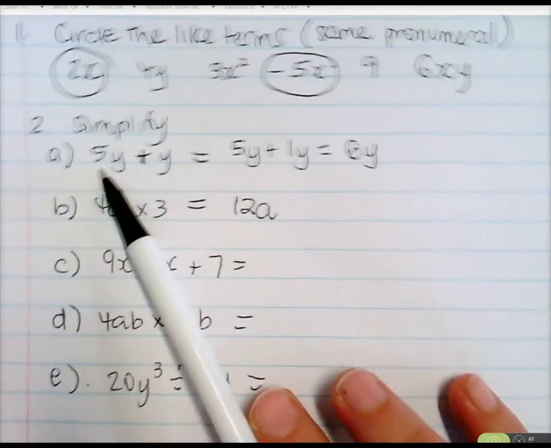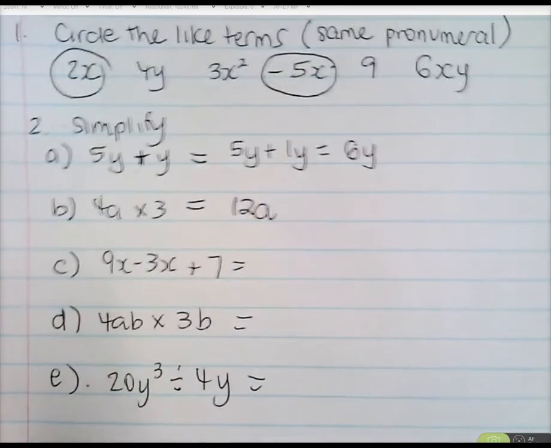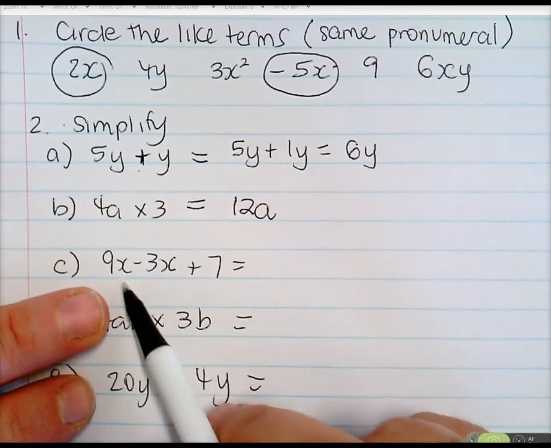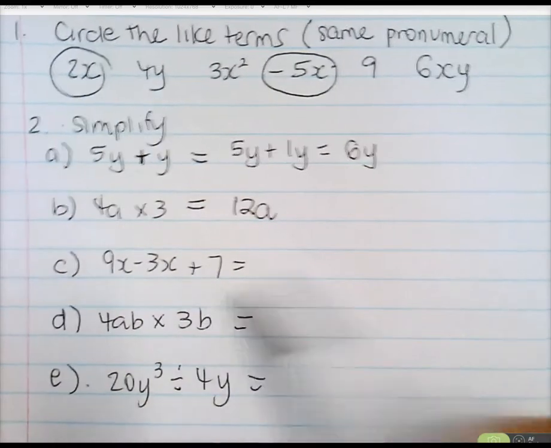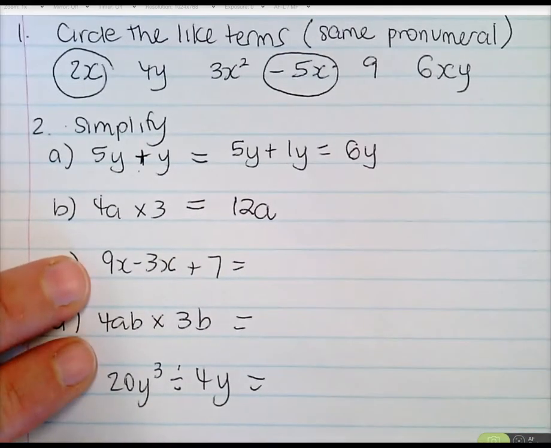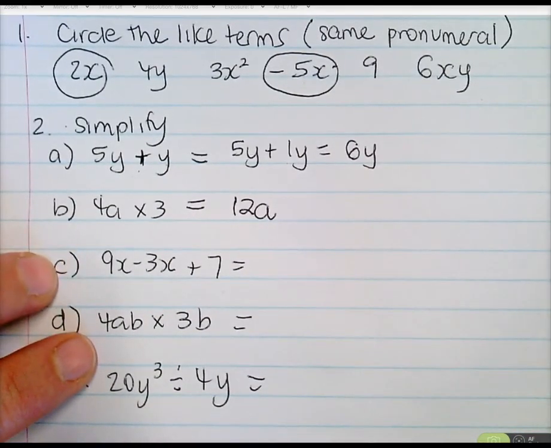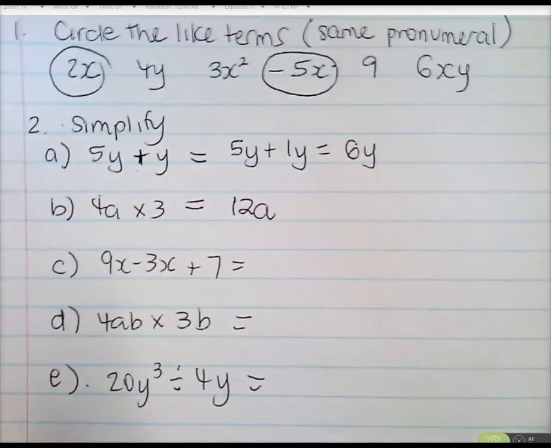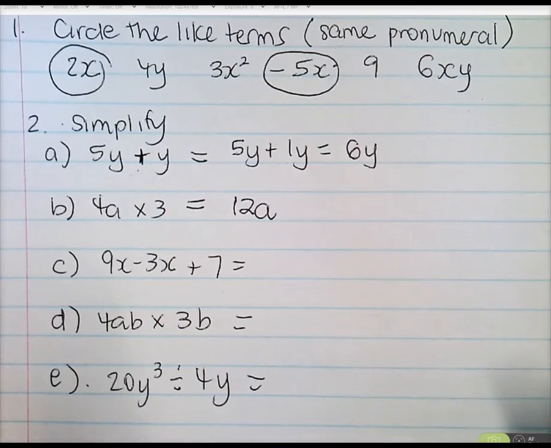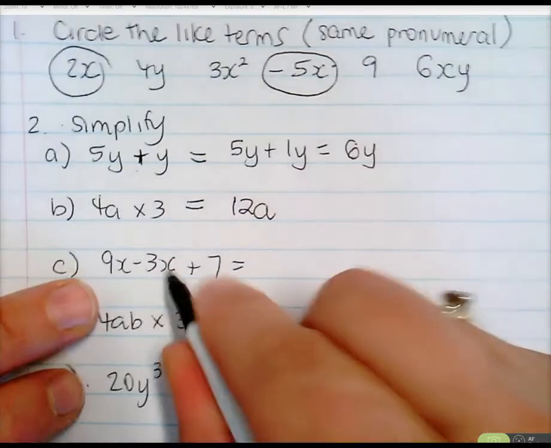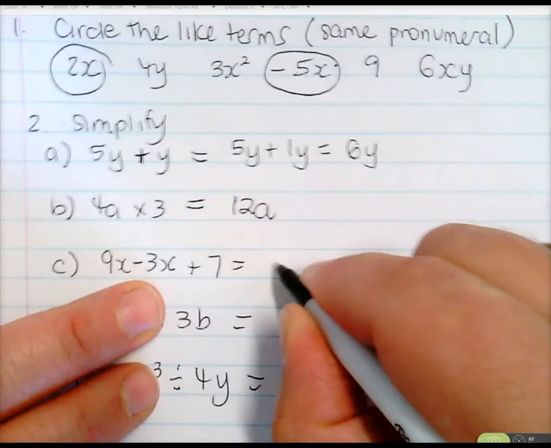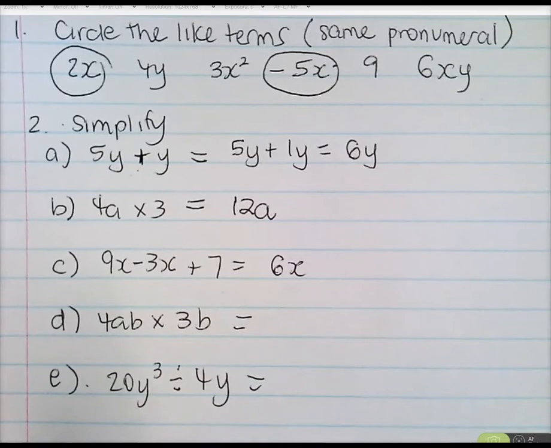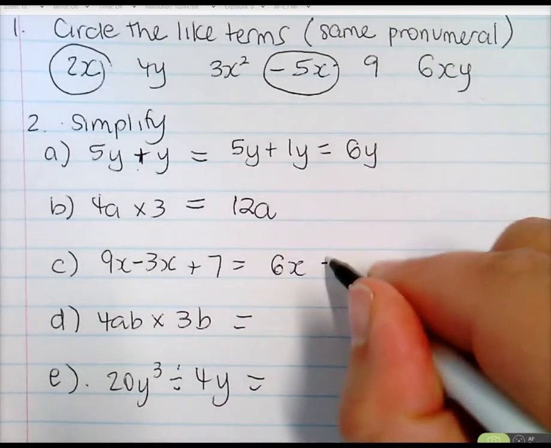So when multiplying, we just multiply all the way through. When you're adding and subtracting, you can only add or subtract like terms, okay? The next one, we're adding and subtracting. We've got 9x take away 3x plus 7. What can we do with that? Any like terms? 9x take away 3x is 6x. Do I go and add the 7 to it or not? No, because that's just a normal number 7. You just keep that on its own.